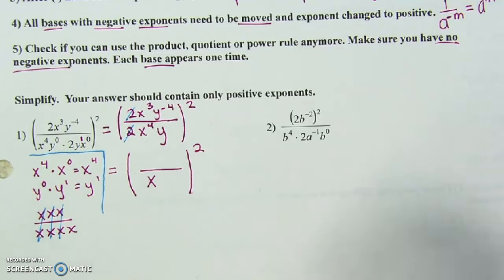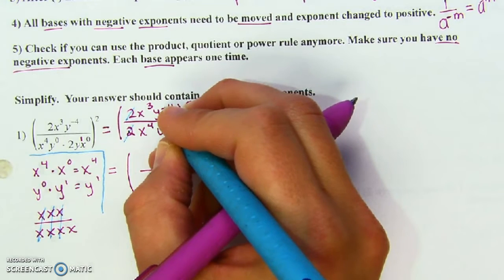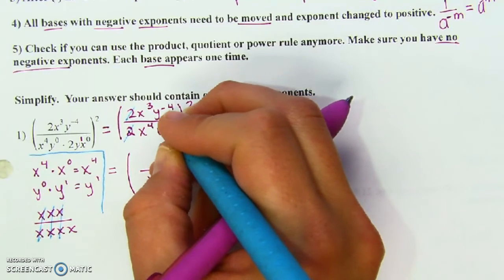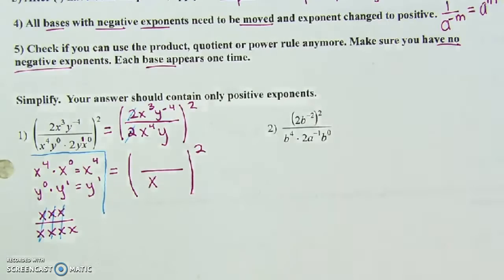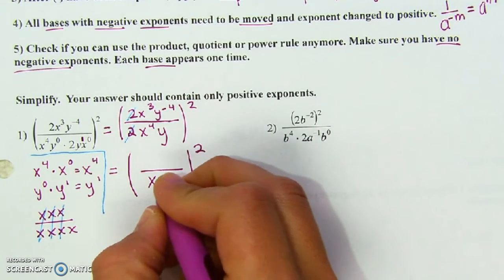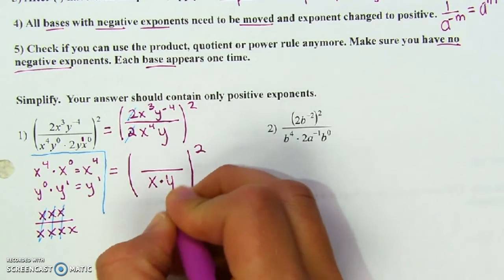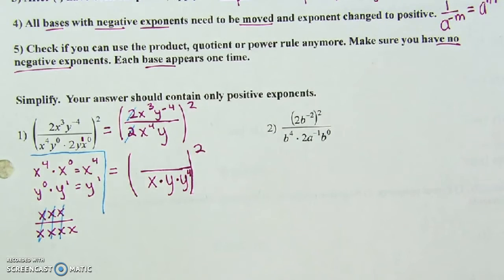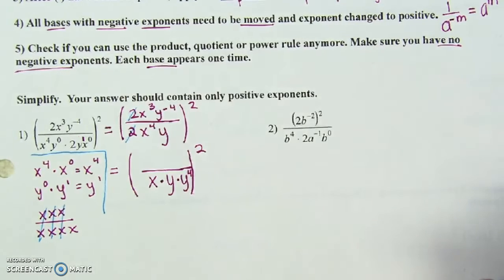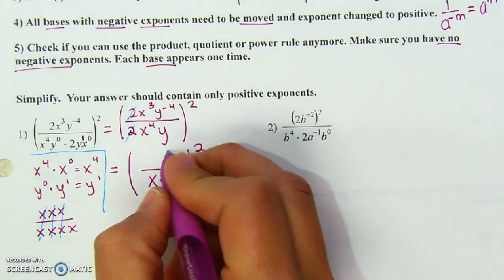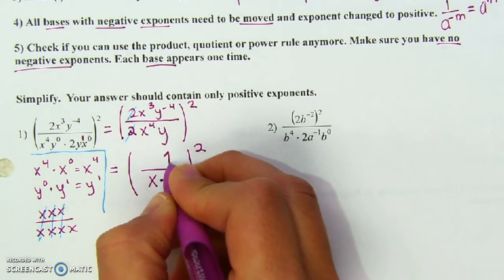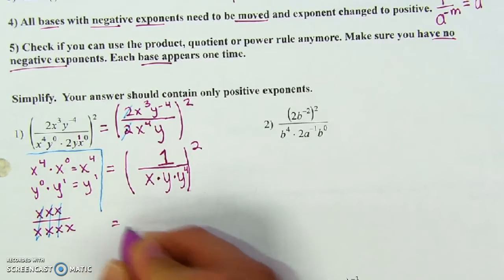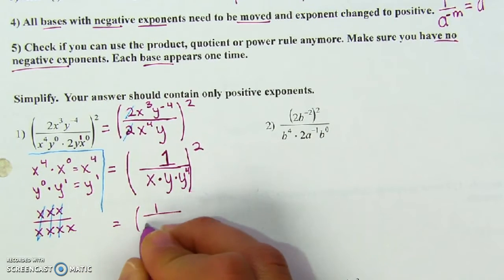Okay, what's with the y's? Do you see how this says y to the negative 4? What does that mean? That means we need to move it to the denominator. So I'm going to have this y still here, and I'm going to move the y to the 4 to the denominator. What happens when everything goes away? We leave a number 1, not 0, but 1. Okay, let's keep going. 1 over x.